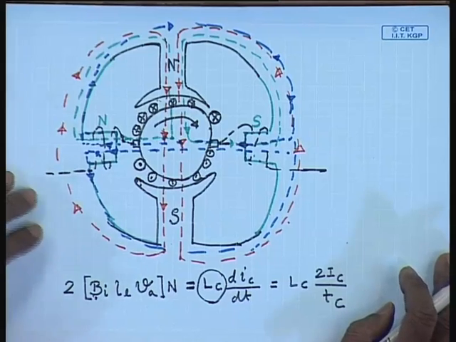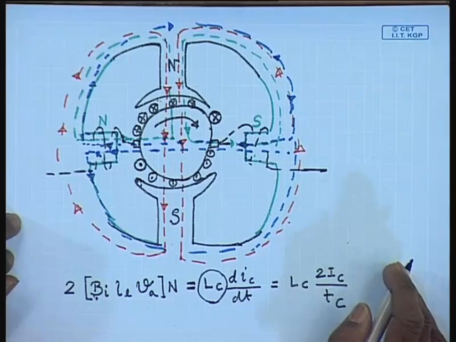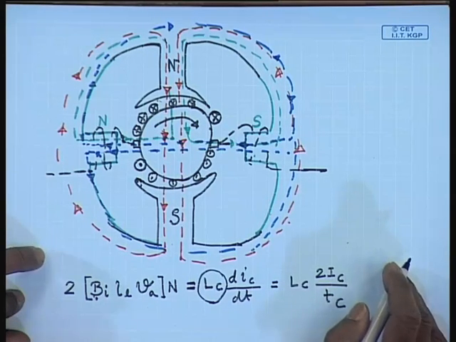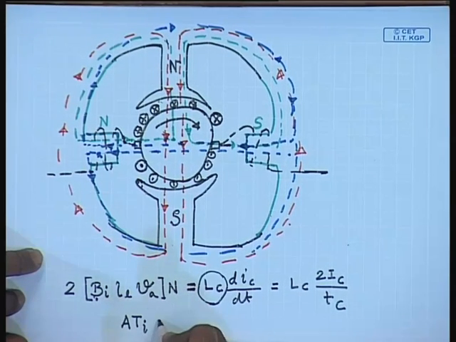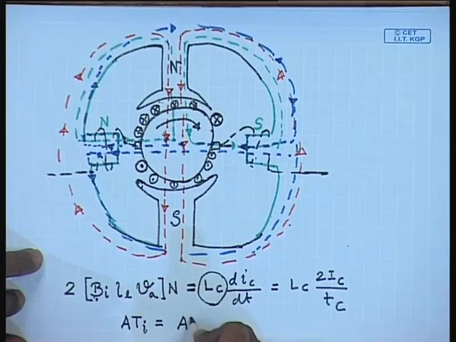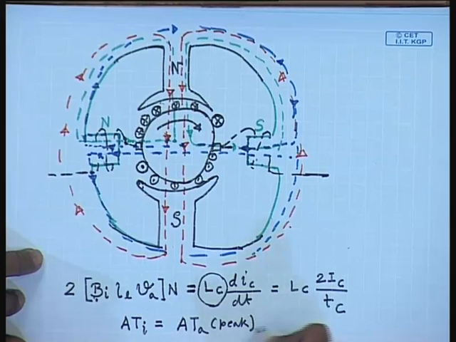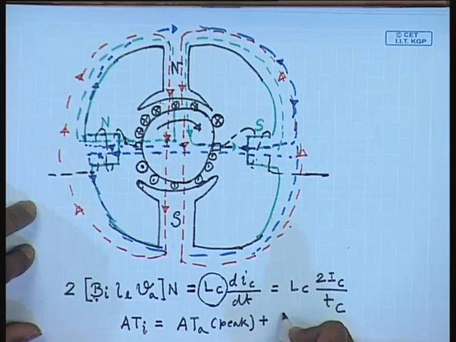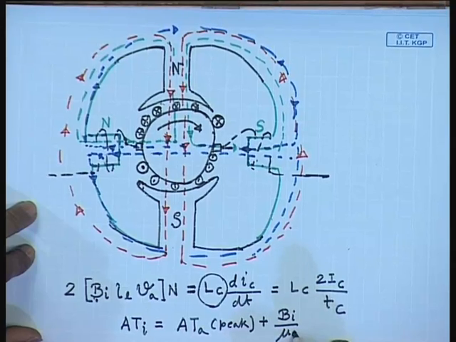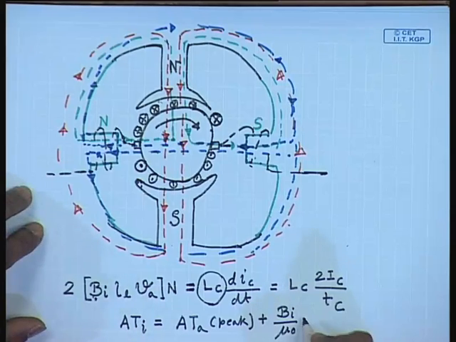Once we have found the required flux density B I, the required ampere turns for the interpole can be calculated as follows. Ampere turns of the interpole should be equal to peak armature reaction ampere turns plus the ampere turns required to generate a flux density of B I at the interpole, if we neglect the ampere turns required to circulate flux in the core.